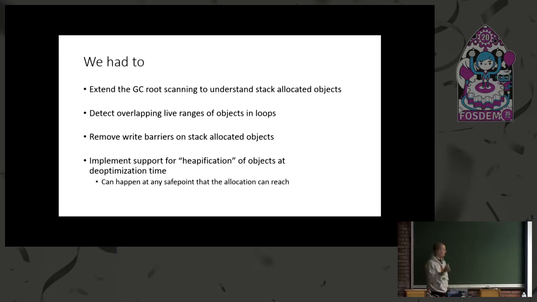So we were able to leverage that. We had to similarly implement heapification of objects on deoptimization. So for any safe point that the allocation can reach, we had to inject this scalar replace alloc node, I believe it was called, where we describe which fields need to be copied over to a heap object.